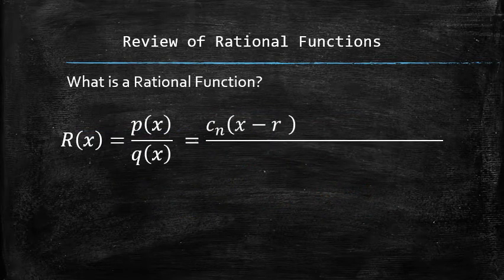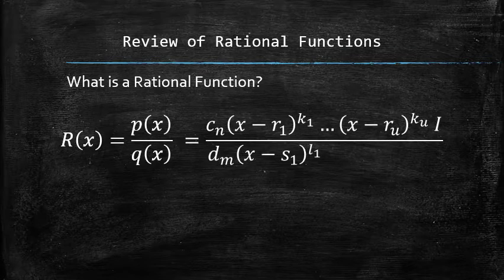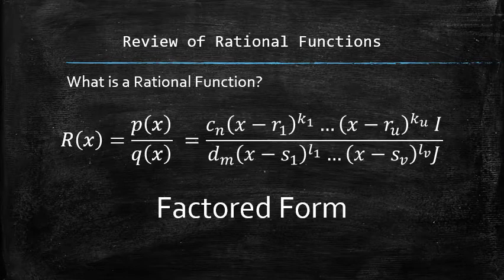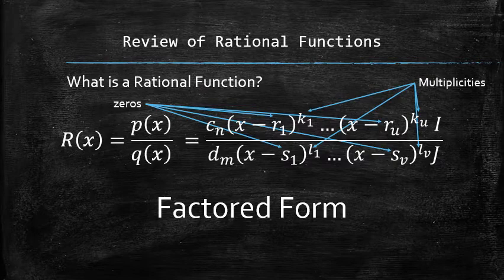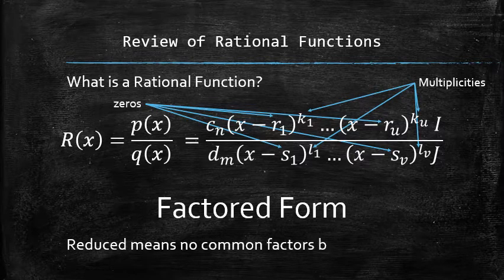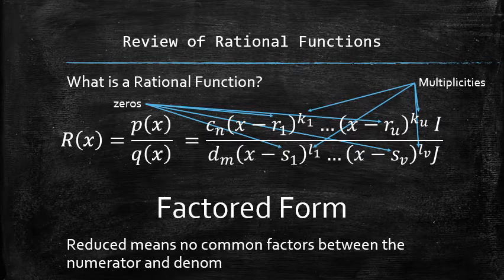When polynomials in the numerator and the denominator are both written in factored form, then such rational function is said to be in factored form. When a rational function is written in factored form, we can easily read the zeros and their multiplicities in the numerator and the denominator. Of course, for each polynomial, the sum of all multiplicities adds up to the degree of the polynomial. If the numerator and the denominator have no common factors, then such rational function is said to be in reduced form. If there are common factors, then we would write the rational function in reduced form by removing the common factors from the numerator and the denominator.